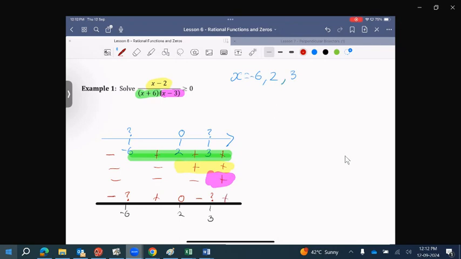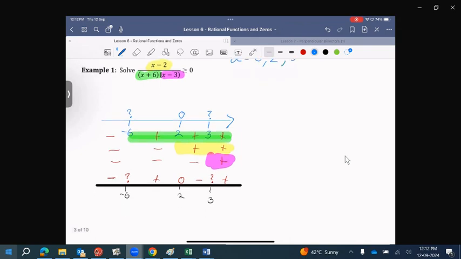Now let's look at the question. The question wants it to be non-negative, or greater than or equal to 0. So we are going to get the bit that we want, positive or 0. So we want that bit, and we want this bit here. Let's write an inequality to express that space.